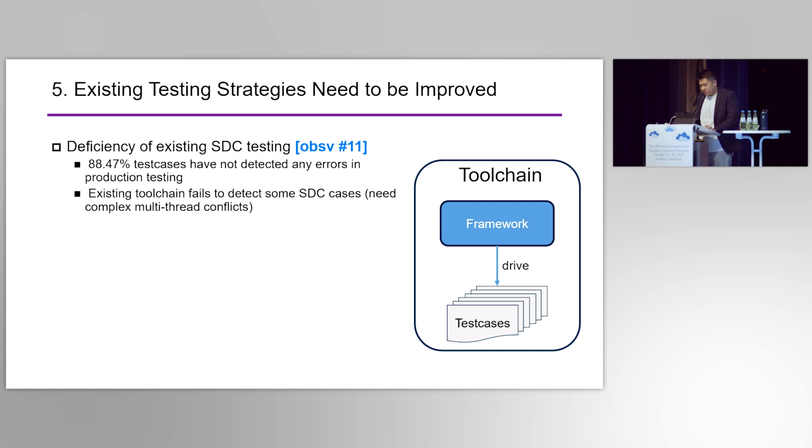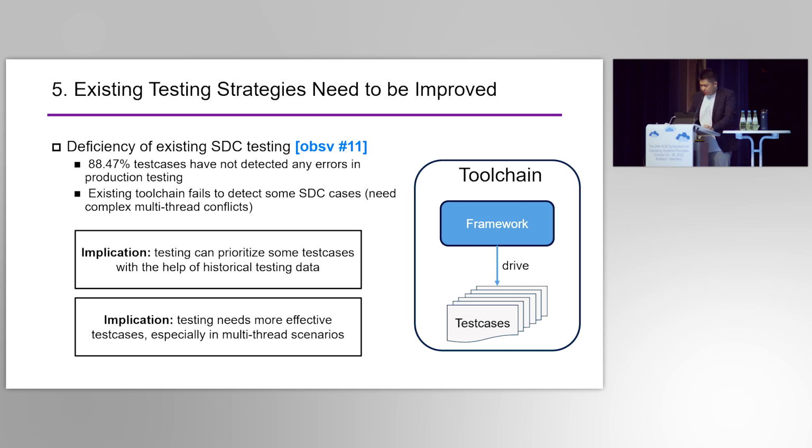Firstly, most test cases have not detected any errors in production testing. Secondly, the existing toolchain fails to detect some SDC cases. That is, these errors need complex multi-thread conflicts. This observation suggests that testing can be improved from two perspectives.